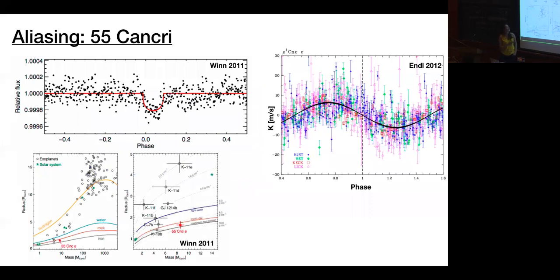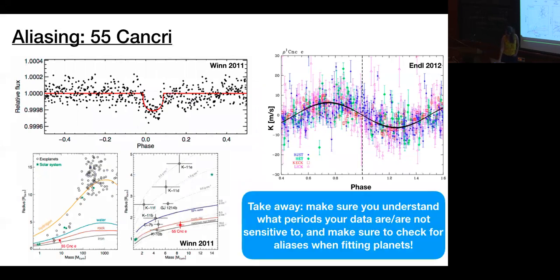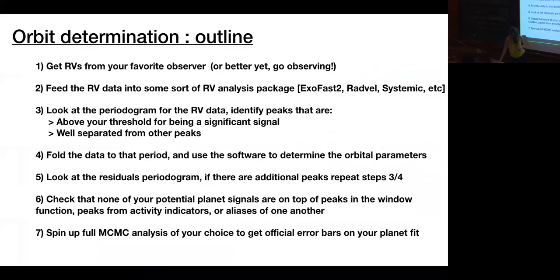And so when Josh Winn went and looked at this star in 2011 after the Dawson and Fabrycky paper, they found the transit, and this became the first transiting hot Neptune that we knew about, adding this really nice point to a mass-radius diagram. The takeaway is to make sure you understand what periods your data are and are not sensitive to, and make sure to check for aliases when you're trying to fit planets.